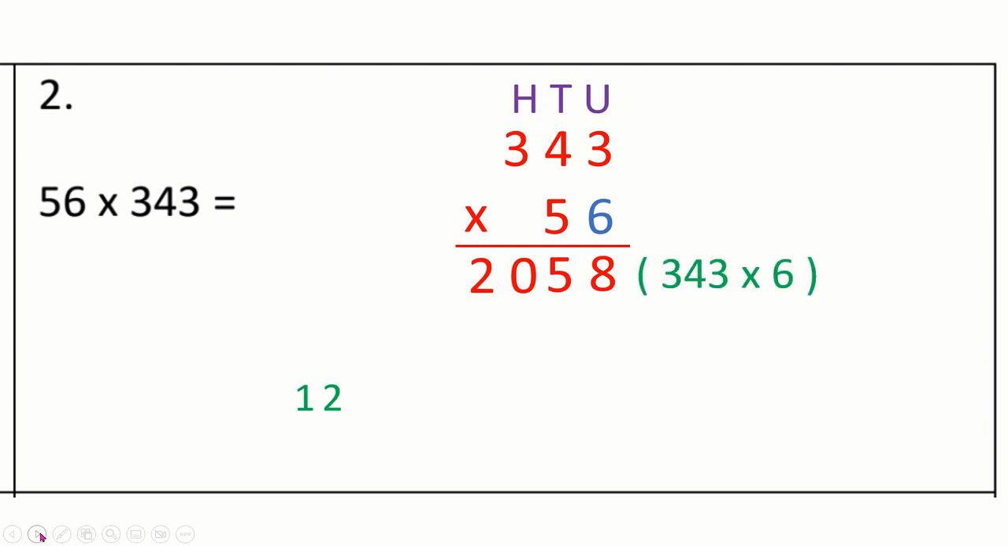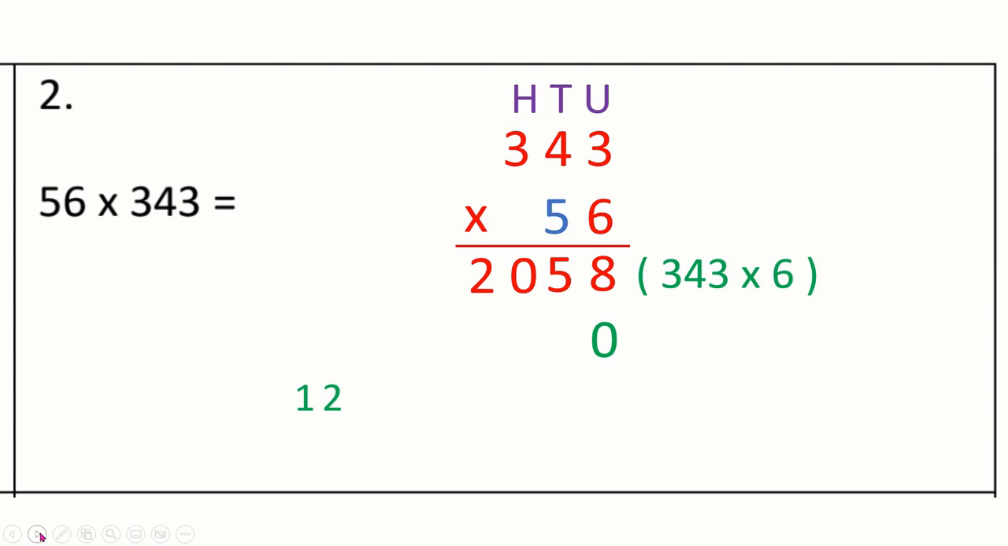343 multiplied by 6. Let's now move on and work with the digit 5, which is in our tens column. That digit in the tens column is a 5, but it's worth 50. So we have to put the 0 down to make sure that our answer comes out 10 times bigger than what it would have been for 343 times 5.